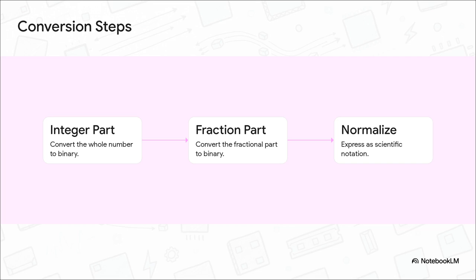Then, for that 0.125 fractional part, we repeatedly multiply by 2. We get a 0, another 0, and finally a 1, giving us 0.001. When we smash them together, we get 1010101.001. But wait, remember? We need scientific notation. So we simply shift that decimal point 6 places to the left to normalize it, which leaves us with 1.01010101 times 2 to the power of 6.